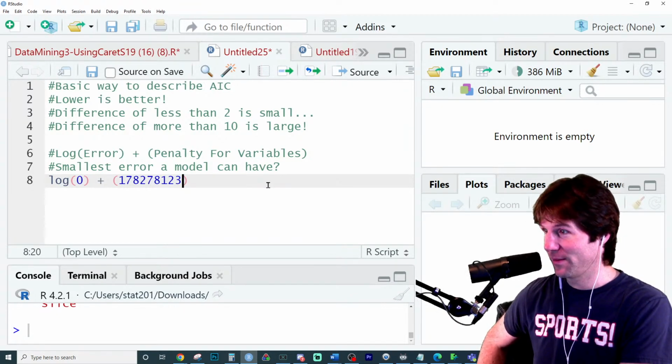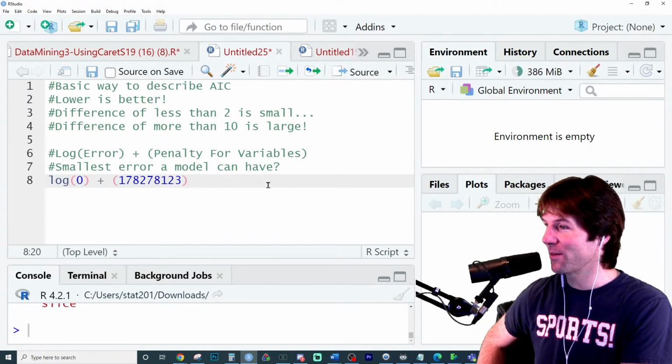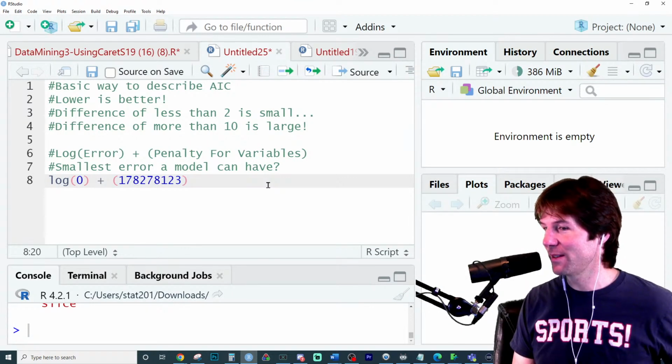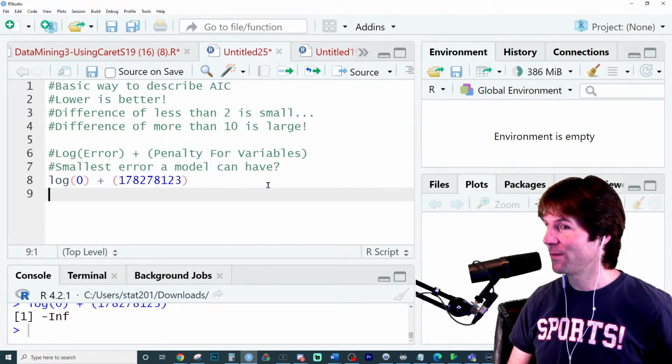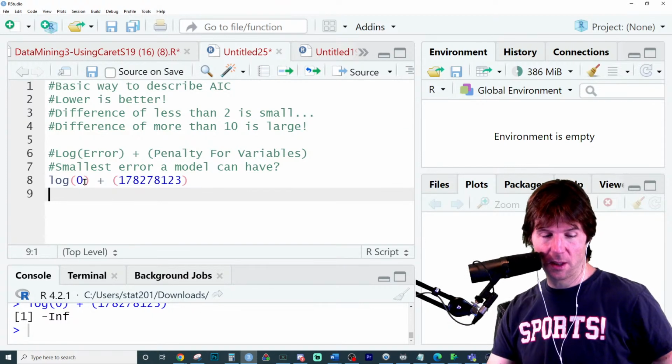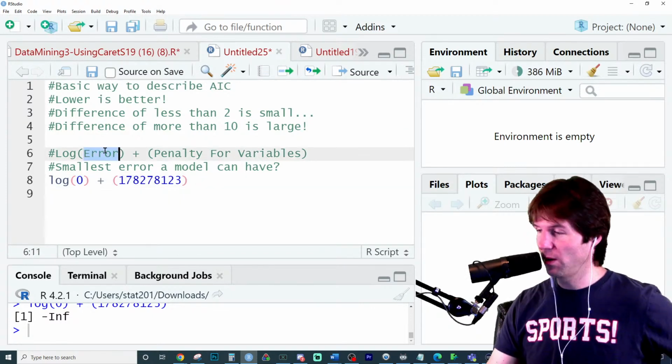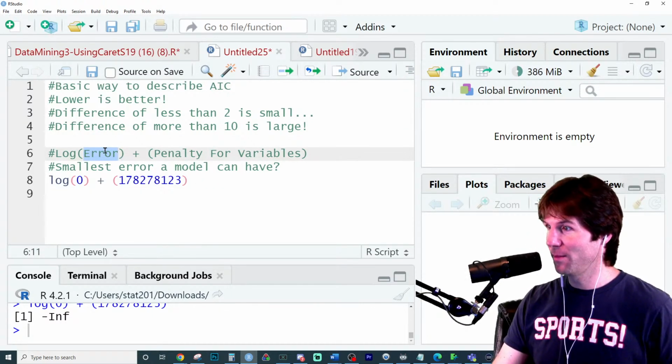So what is log of 0? Well, that's right. But what is log of 0? Do you know what it is? Lower is better. Why is this model good? Just explain to me with this right here. Why is this model so good? Negative infinity, yep. And so why is this model so good?